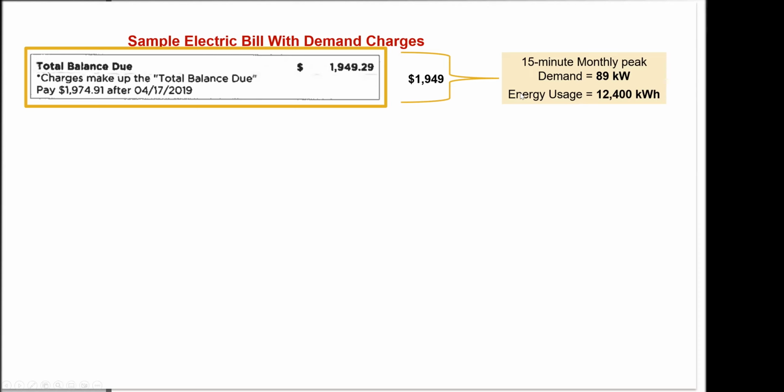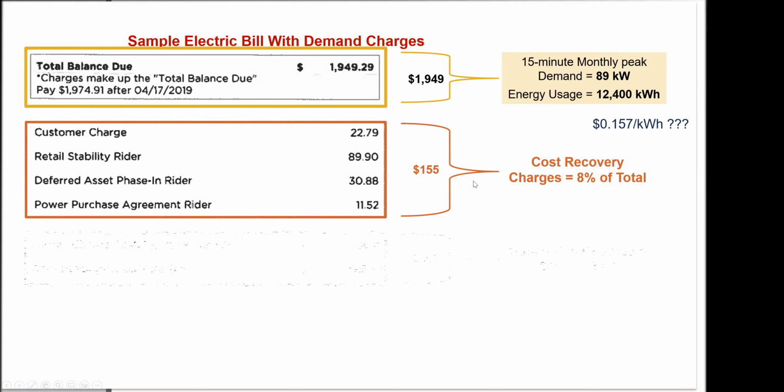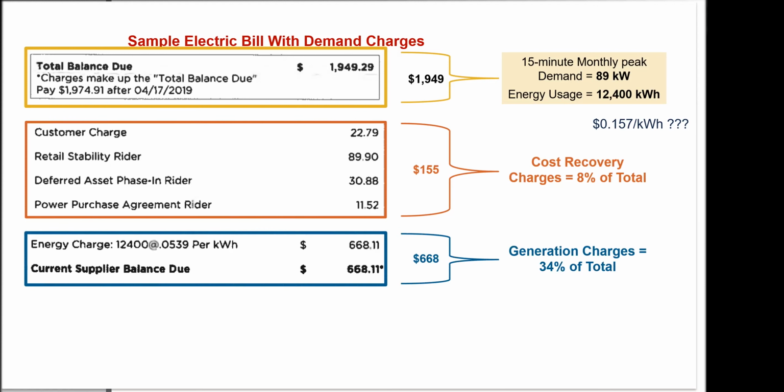So the idea here is that if you're paying $1,949 a month for this electric bill and you use 12,000 kilowatt hours during that month, we could simply assume that we're paying 15.7 cents per kilowatt hour. Well, the trouble is that's not quite right. It doesn't equate to that. So if you were to save a kilowatt hour, maybe buy an energy efficient machine or something like that, you're not saving 15 cents a kilowatt hour. And that's because of the way it's actually charged.